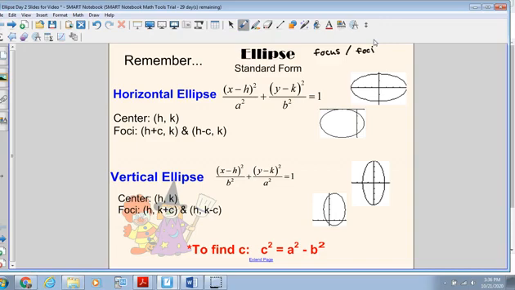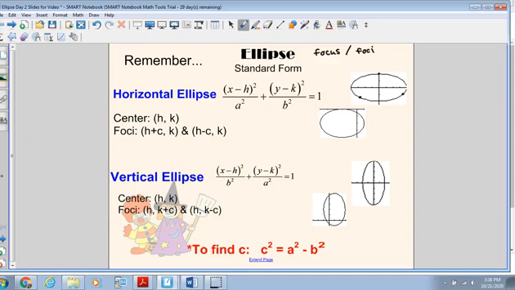And the significance of the foci is that for any point on the ellipse, if you were to measure the distance from that point to each of the foci, the sum of the distances to the two foci would be constant. That means no matter what point on the ellipse you measured from, it might be a point up here, it might be a point way down here, or over there, any of those points, if you measure the distances to the foci, the sum will be a constant value. Okay. So the foci, remember, they lie on the major axis. That's very important for us.